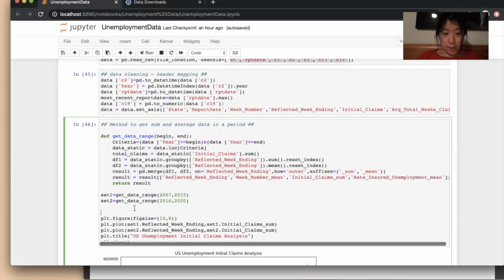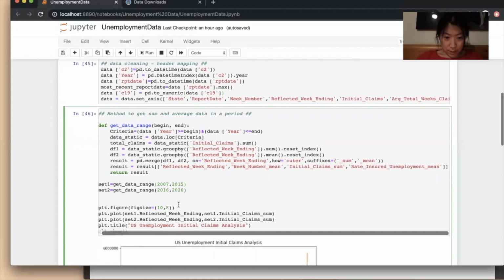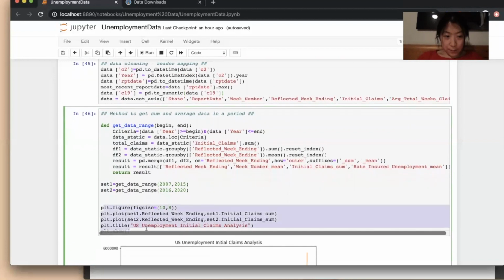And here I'm going to use two sets because I want to combine these two sets on the same plot, so they can display different colors and I can do a comparison with them. I split the data between 2007 to 2015 and 2016 to 2020. And here, these are the plots that can help us look at the data.